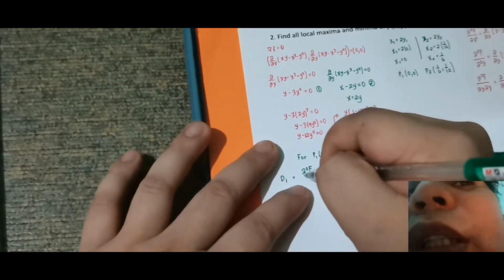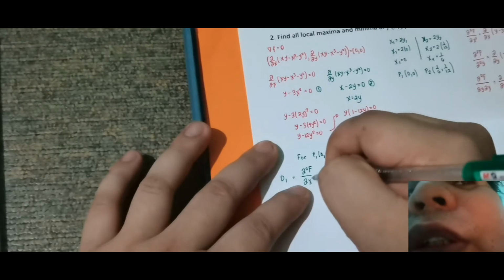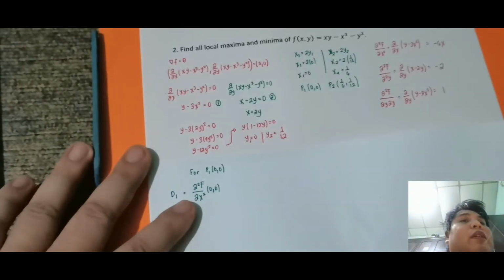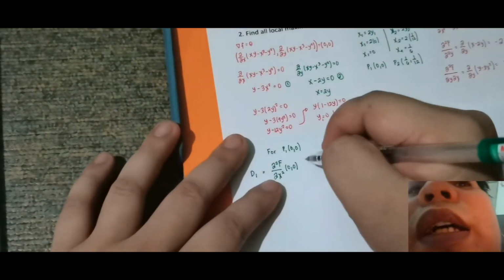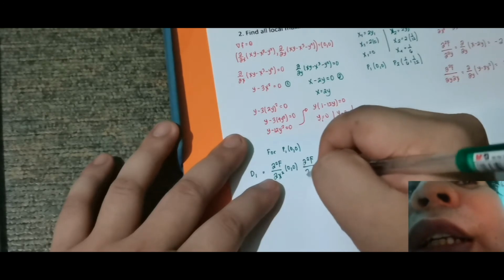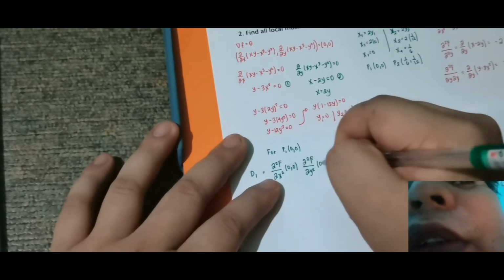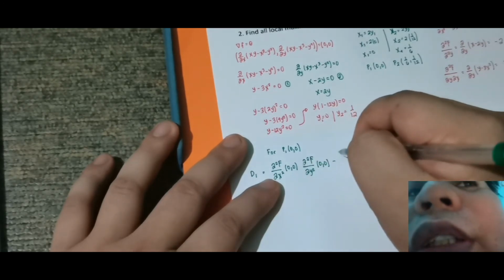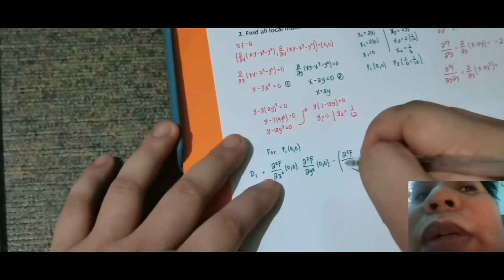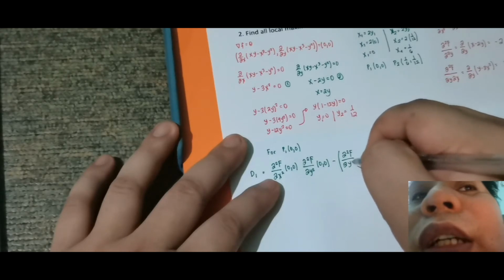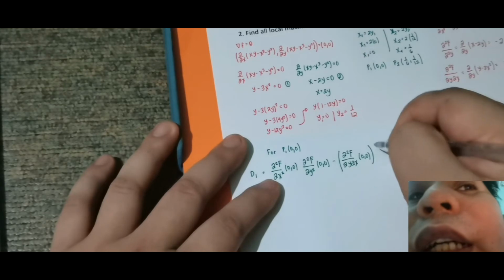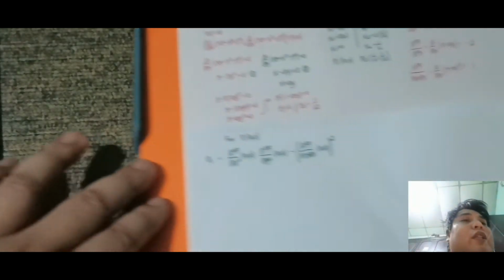Second partial order derivative of f with respect to x squared of (0, 0), multiplied by the second partial order derivative of f with respect to y squared of (0, 0), minus the mixed partial order derivative of f with respect to y and with respect to x of (0, 0), raised to 2. Again, raised to 2.